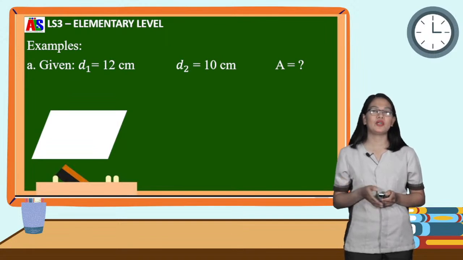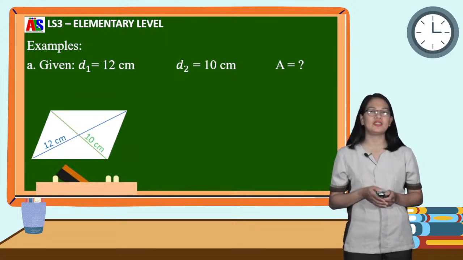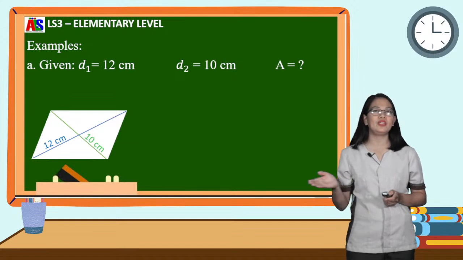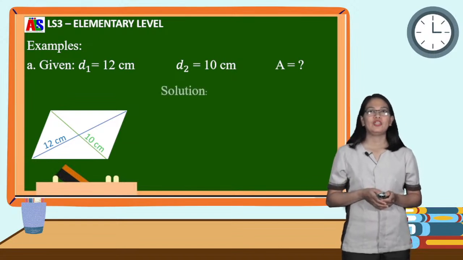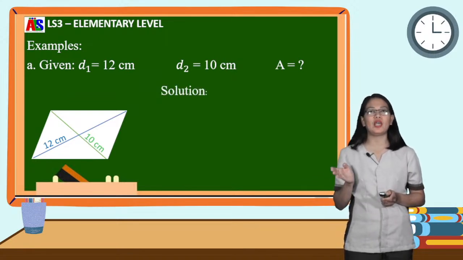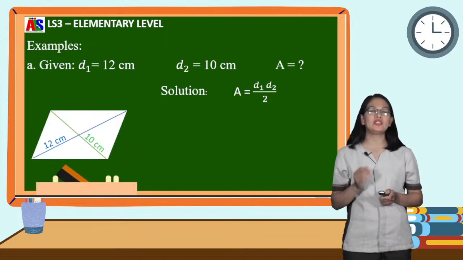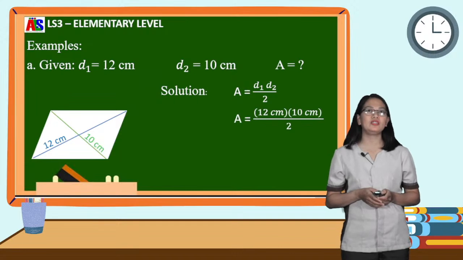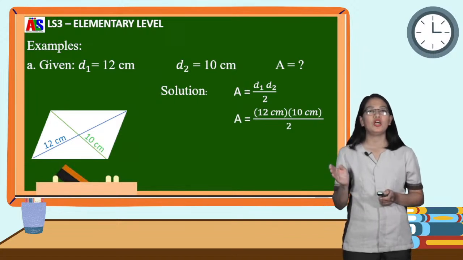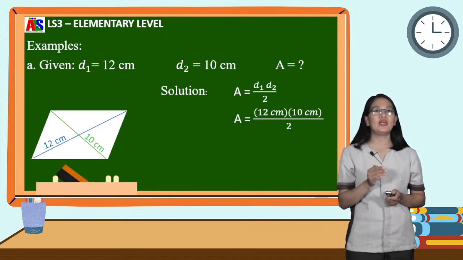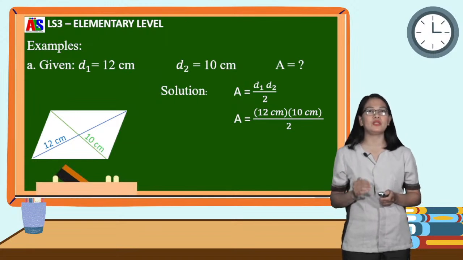Example, first one. The first diagonal is 12 centimeters. The second diagonal is 10 centimeters. The unknown is the area. Solution: of course, the first step is to write the formula. The formula is A is equal to D1 times D2 all over 2. Simply substitute the given values. A is equal to D1, 12 centimeters, multiplied by D2, 10 centimeters, all over the denominator 2.